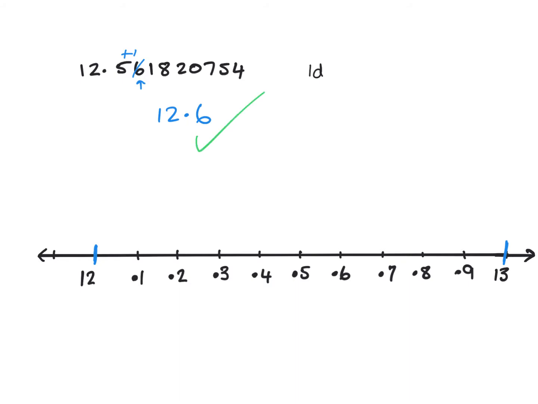And of course on my number line, 12.1, 2, 3, 4, 5 and 6. So it is going to be in that position on my number line. So I'll just quickly draw it in. And if you did all that, well done.